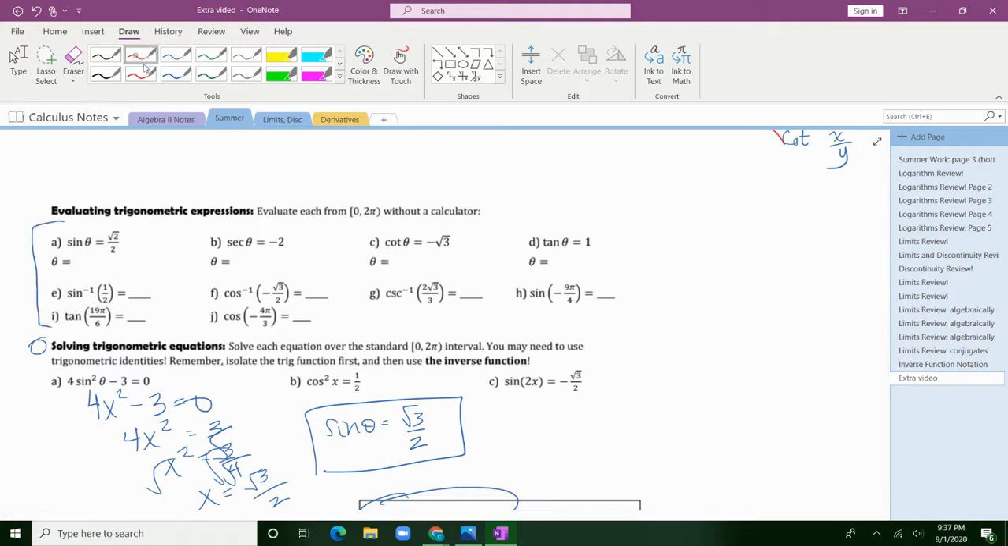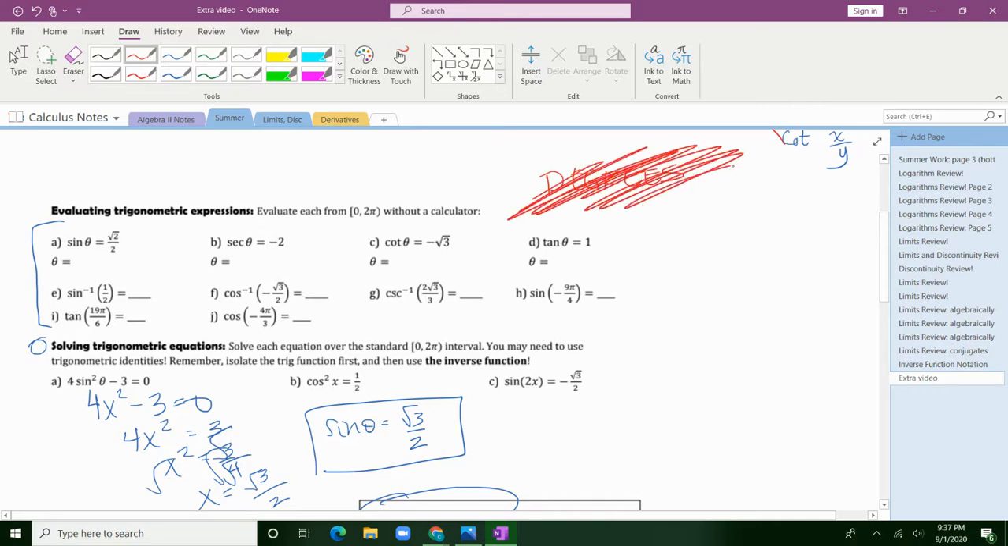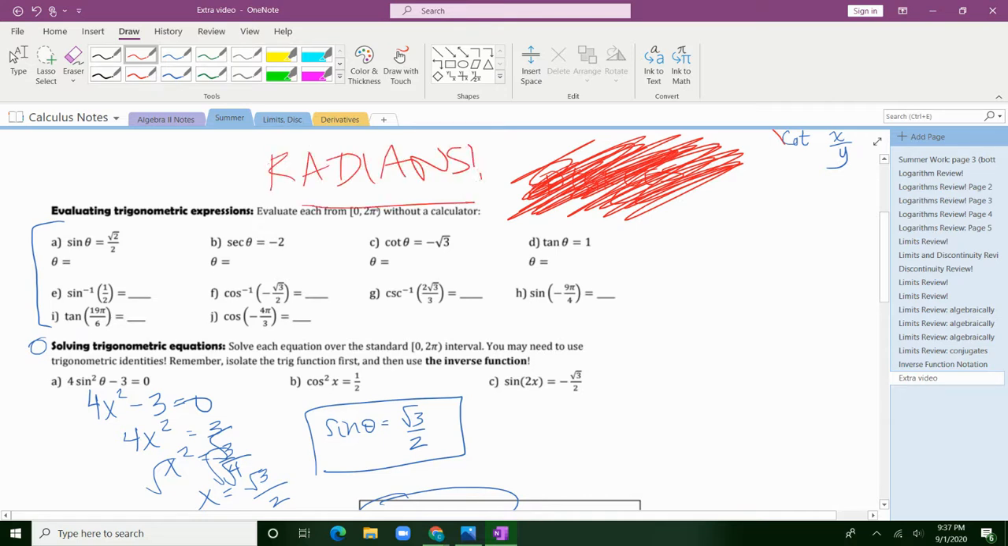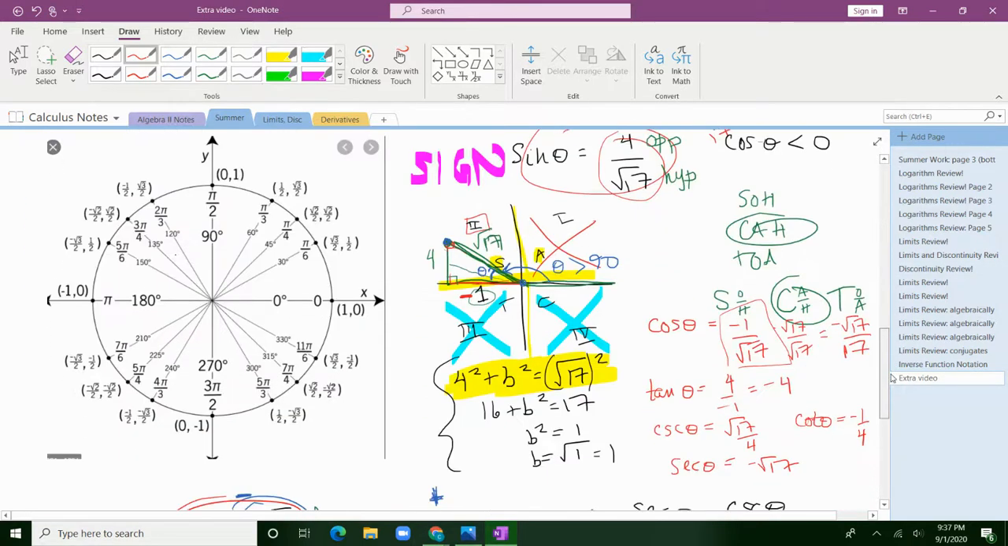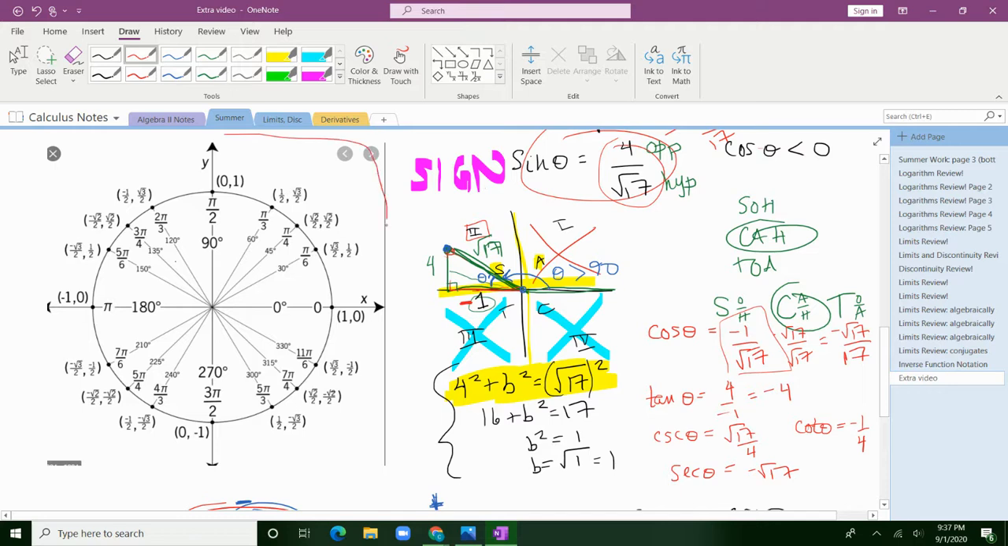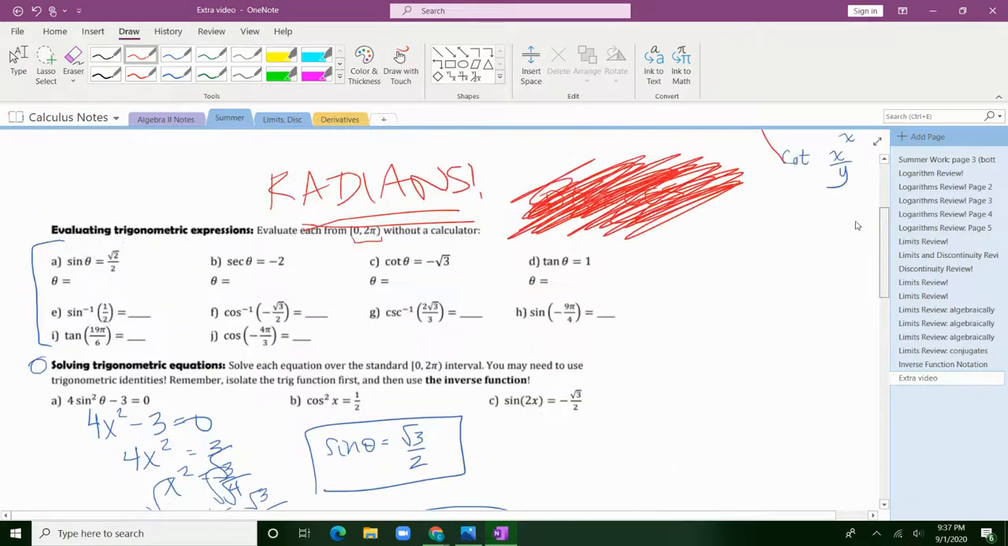Now I did notice you are using degrees, and degrees are never used in AP Calc, ever. So don't ever write a degree again. You only use radians. Radians are your best friend. So we're from 0 to 2 pi, and we're going to use our wonderful unit circle here to answer these questions. Now, hopefully this is memorized. You know it like the back of your hand, but if it's not, then you are going to make sure it's memorized this year.